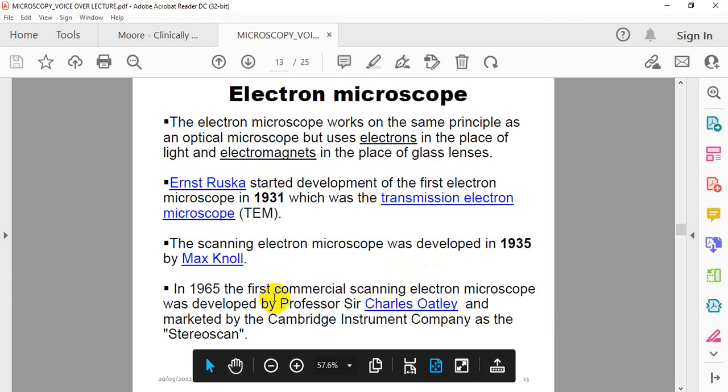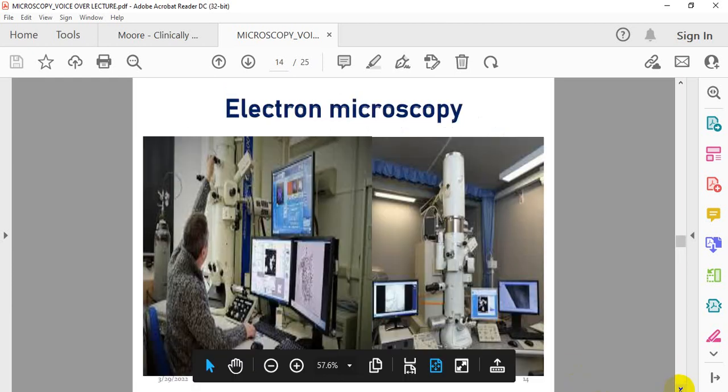In 1965, the first commercial scanning electron microscope was developed by Professor Sir Charles Oatley and marketed by the Cambridge Instrument Company as the Stereoscan. So this is an electron microscope here.